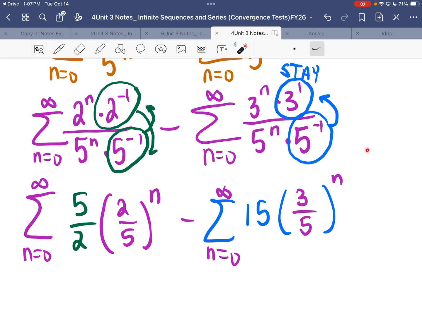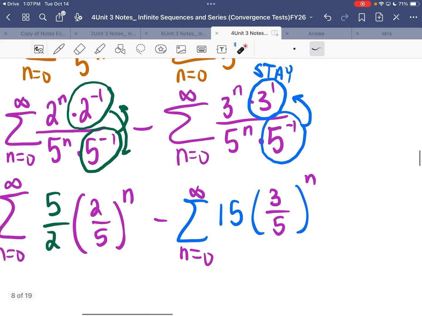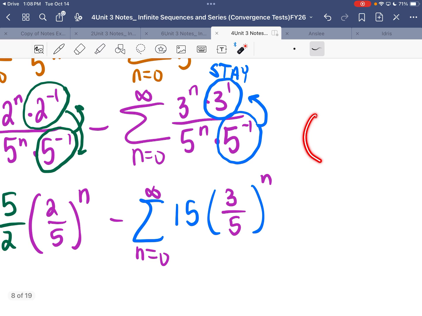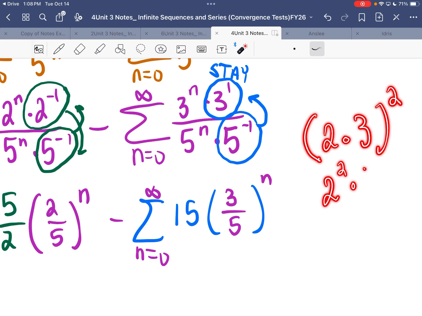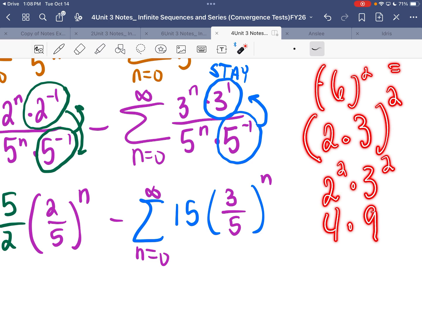You only distribute if it's like two brackets and it's addition or subtraction happening in the brackets. But if all three terms are being multiplied by each other, you don't have to distribute multiplication. Either way, if everything is multiplying, the exponents can, as long as they go with wherever they need to go, you don't need to bring it to both of them.